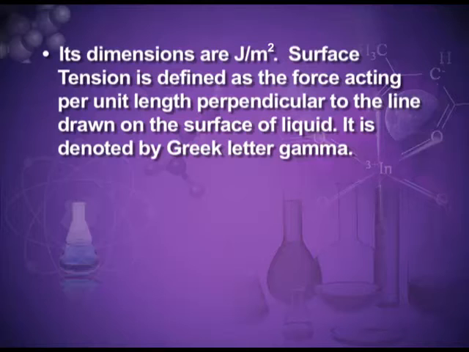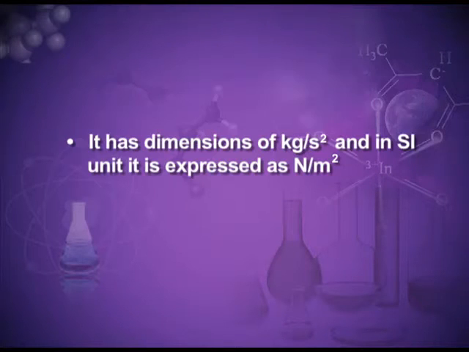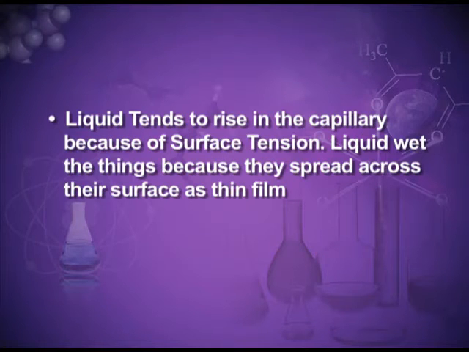Surface tension is defined as the force acting per unit length perpendicular to a line drawn on the surface of the liquid. It is denoted by the Greek letter gamma. Its dimensions are kg per second squared, and its SI unit is expressed as Newton per meter. Liquids tend to rise in a capillary because of surface tension, as I have earlier told you.